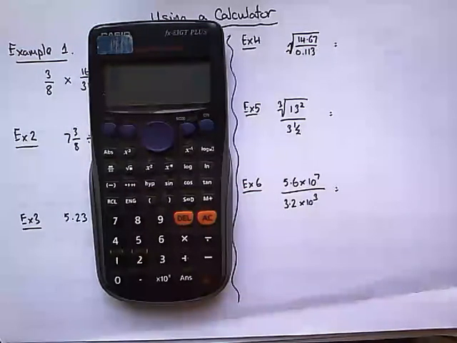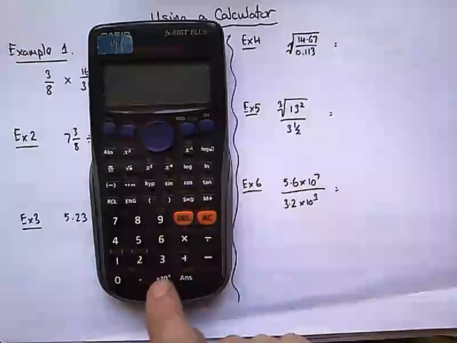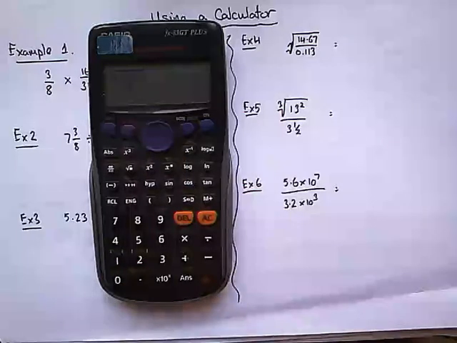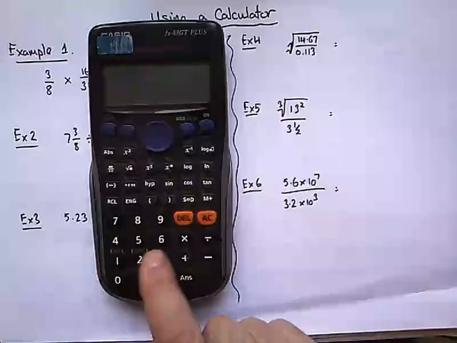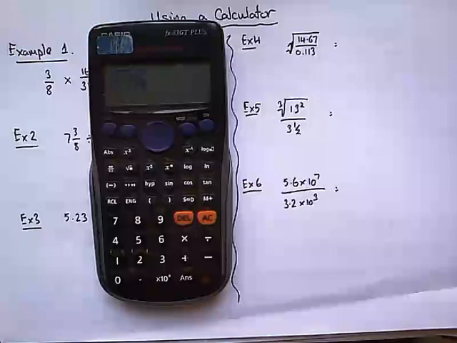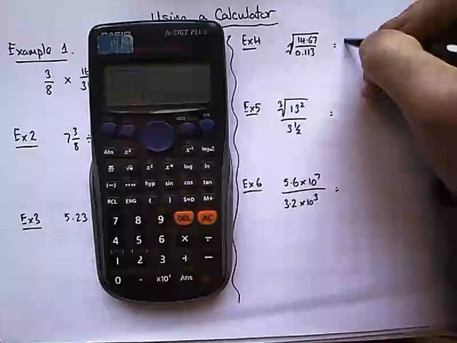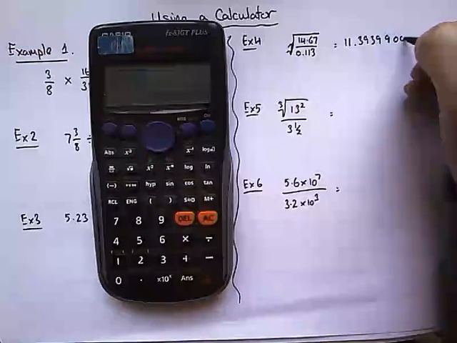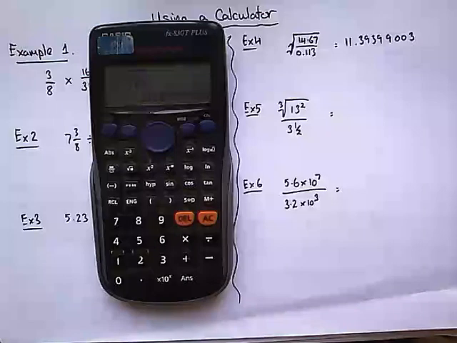And I should get a square root with a fraction. So I want 14.67, and then I want to divide that by 0.113. And then I just press the equals button, and I get 11.39399003. This time I'm going to round it to 3 decimal places.